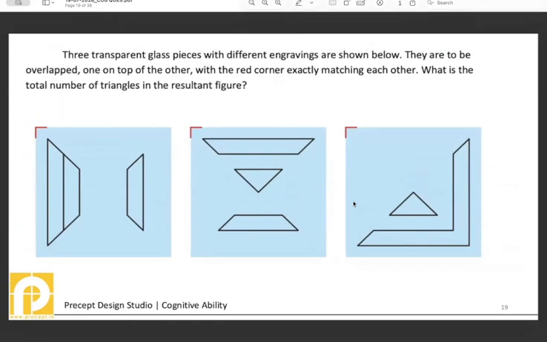3 transparent glass pieces with different engravings are shown below. They are to be overlapped one on top of another with the red corner exactly matching each other. What is the total number of triangles in the resultant figure? So when you match all these frames together, one on top of another with reference to this red corner, what will be the resultant figure? How many triangles will be there in the resultant figure is what we have to identify.